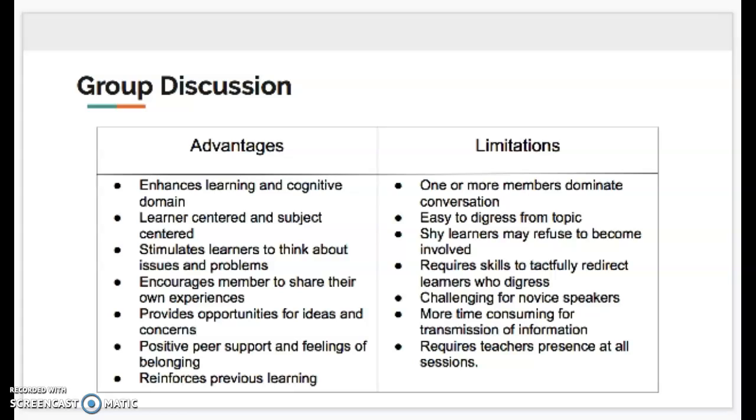Limitations of group discussion: one or more members may dominate the conversation. It's easy to digress from the topic. Shy learners may refuse to become involved. It requires skills to tactfully redirect learners who digress. It's challenging for novice speakers, more time consuming for transmission of information, and requires teachers to be present at all sessions.